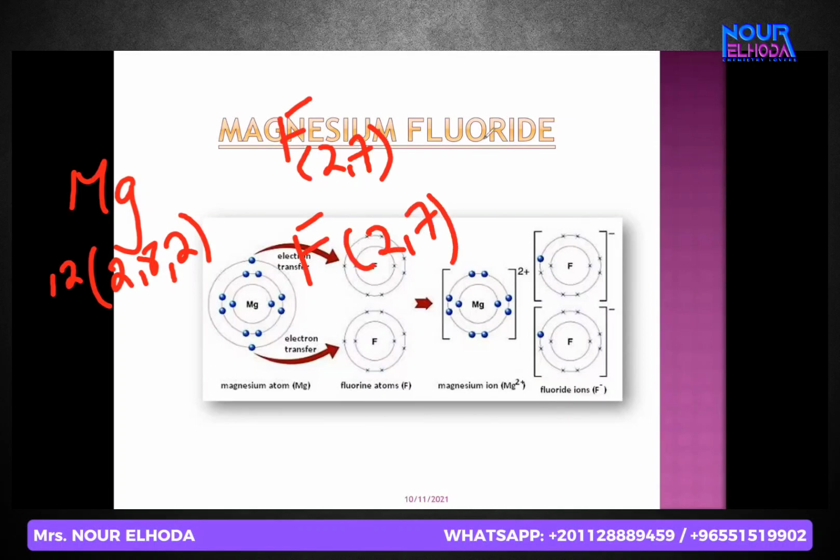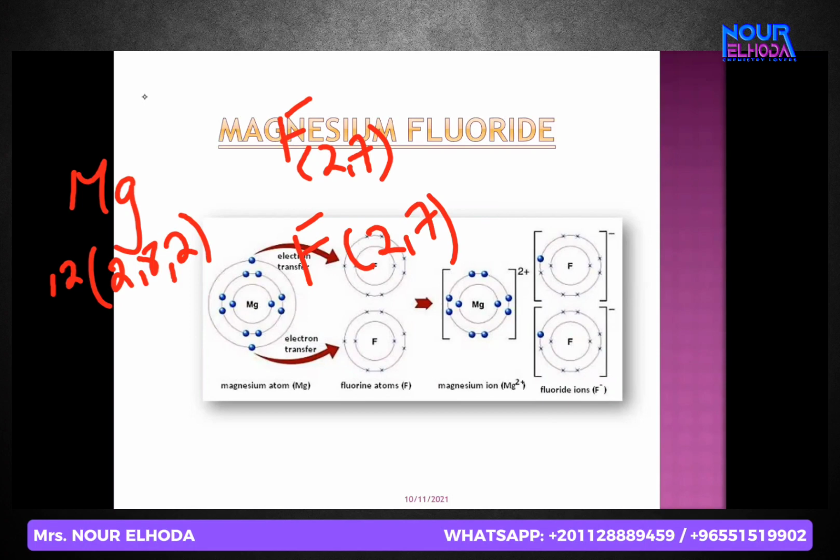So every fluorine needs how many electrons? Every one magnesium needs 2 fluorines. Every one fluorine needs 1 electron. So every magnesium is going to get 2 fluorines, and every fluorine will need 1 electron. Exactly. Fluorine will take 1. Exactly. Okay, bravo.